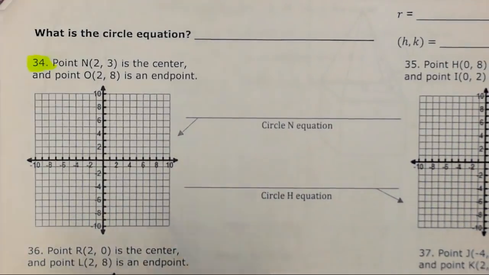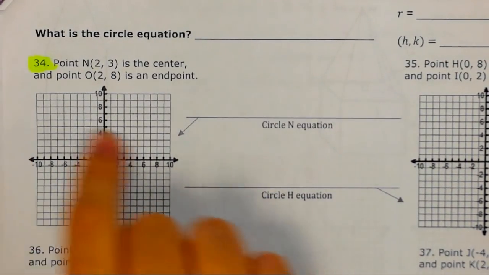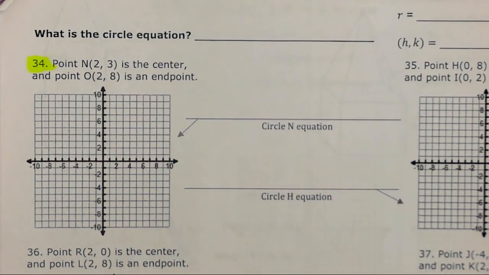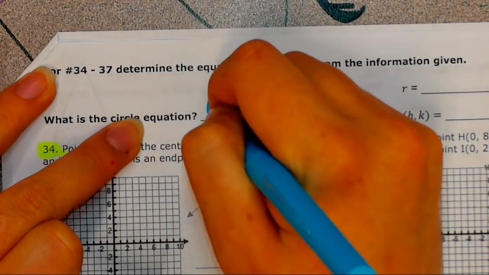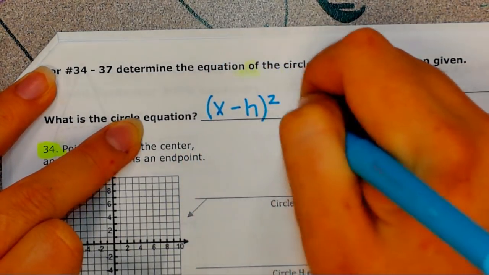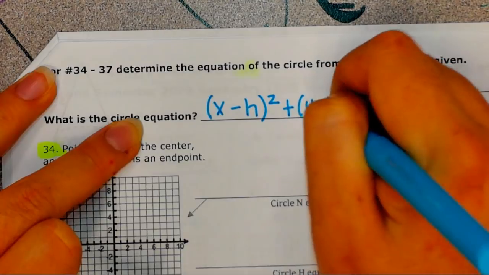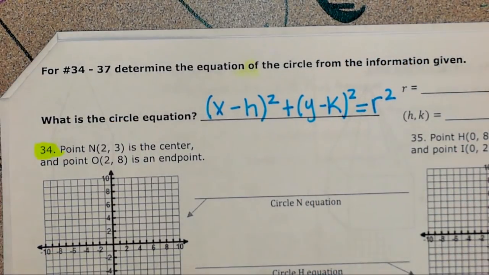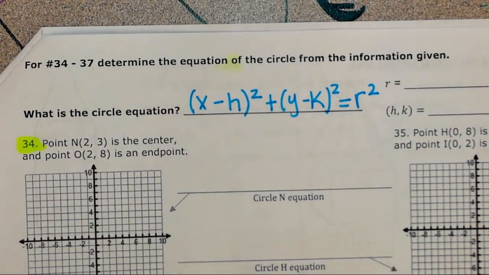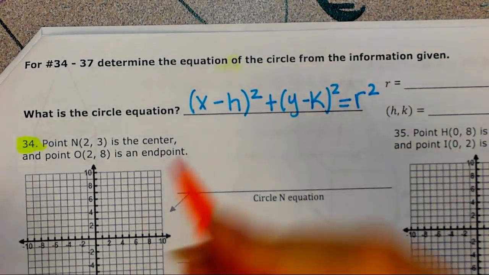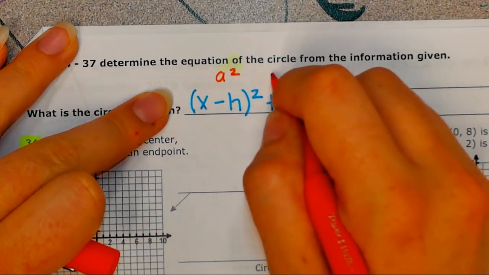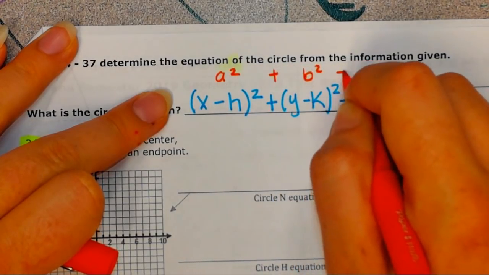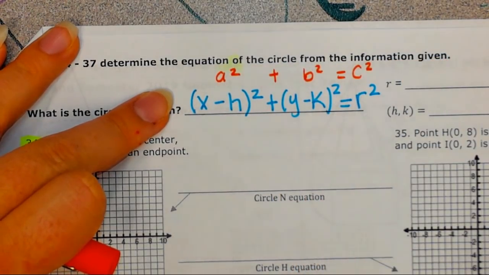So over on the other side, we've got equation of circle questions. The equation of a circle is written in the format x minus h squared plus y minus k squared is equal to r squared. Remember, we learned about how this format sort of mimics the Pythagorean theorem. This is like your a squared plus b squared equals c squared.